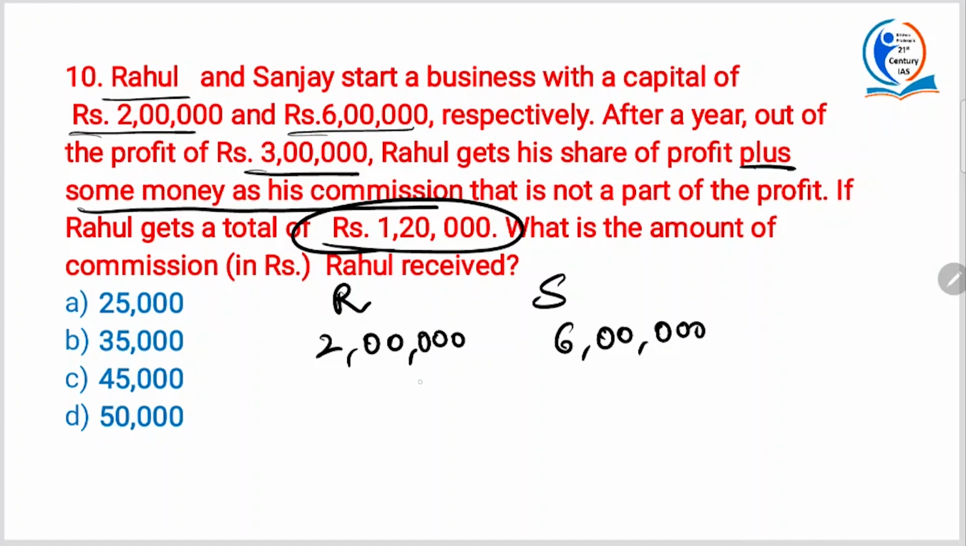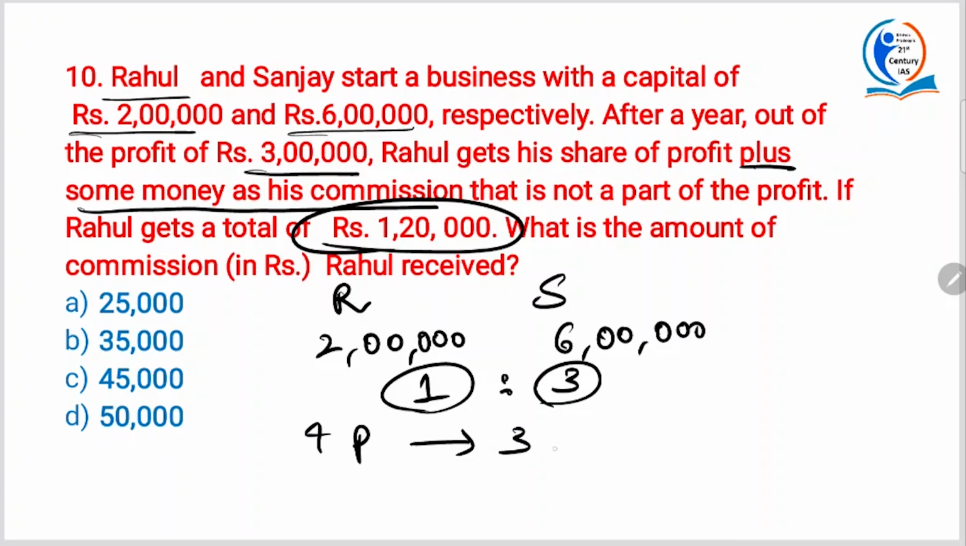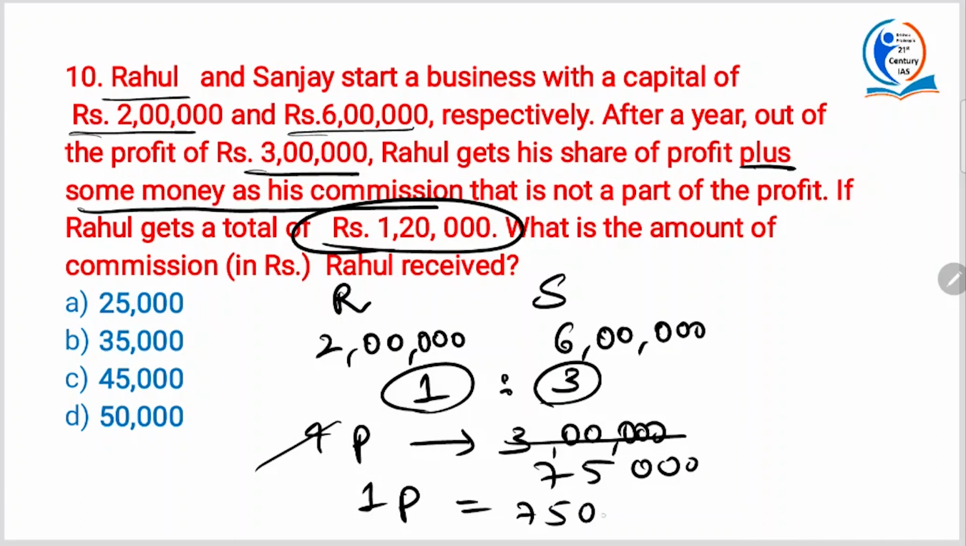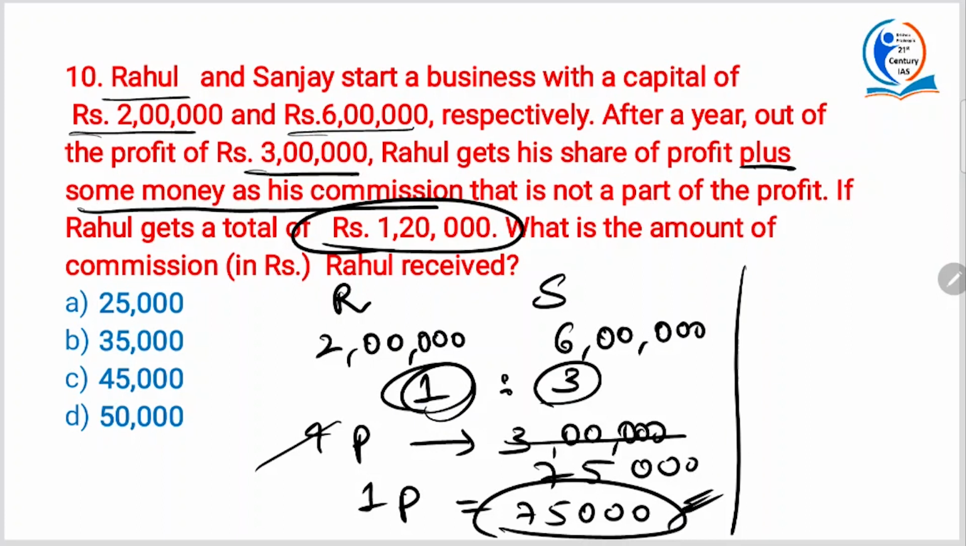Alright, so what is the ratio of their investment? It is 1:3. Alright, now their profit also will be there in the ratio 1:3. Okay, so 3 plus 1 is 4 parts. When 4 parts is equal to rupees 3 lakhs, 1 part will be equal to 75,000 rupees. Now, the share of profit of Rahul is rupees 75,000. Alright, because it is 1 part, so 75,000.